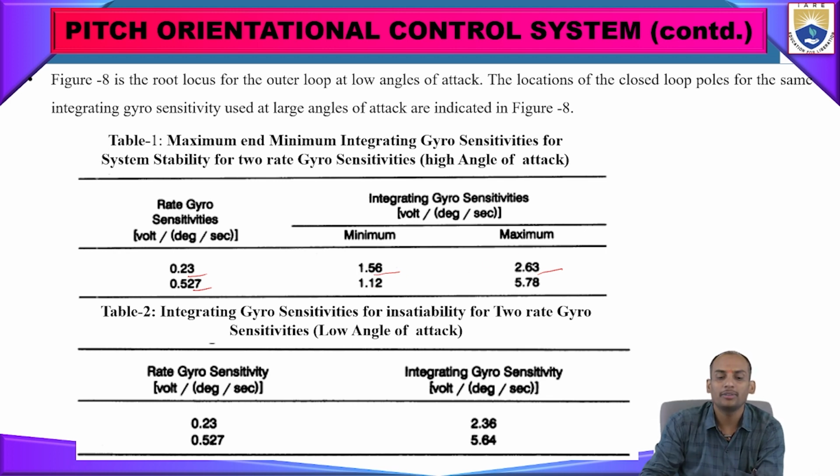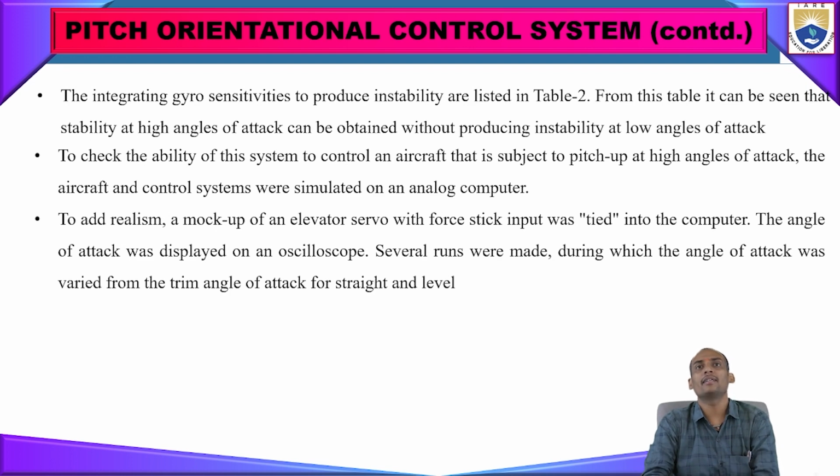So this is the integrating gyro system stability for two rate gyro sensitivities. That means suppose two rate gyros have been installed there. For that, what will happen? For 0.23, additionally it is getting 2.36 and 5.64. That means the values in between it is getting for a low angle of attack. For high angles of attack, the maximum and minimum values have been designed here.